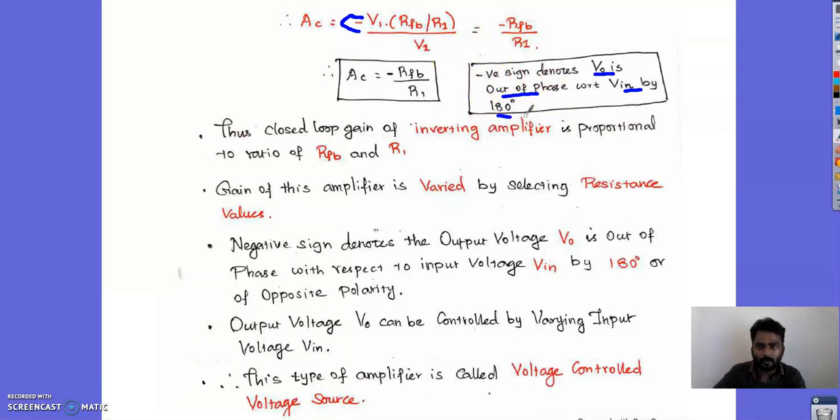And the final expression for the voltage gain is the ratio of the feedback resistance to the input resistance. Thus the closed loop gain of the inverting amplifier is proportional to the ratio of the feedback resistance to the input resistance, and the gain of the amplifier is varied by varying these resistance values. As I said earlier, the negative sign denotes that the output voltage is out of phase with respect to the input voltage, or of opposite polarity. And the output voltage can be controlled by varying the input voltage. That is why this type of amplifier is termed a voltage controlled voltage source.